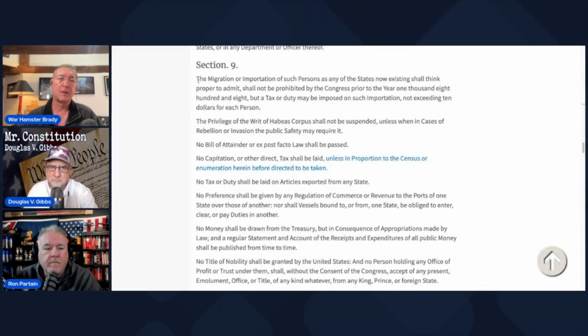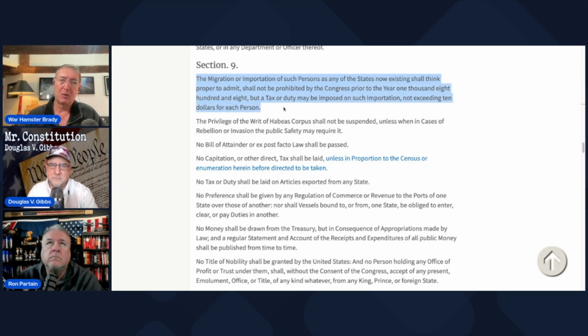And here we have it. The migration or importation of such persons as any of the states now existing shall think proper to admit shall not be prohibited by Congress prior to the year 1808, but a tax or duty may be imposed on such importation not exceeding $10 per person. Basically, that's the exact same language. We're way past 1808. But what they were basically saying was no Atlantic slave trade. And this is the original Constitution, written in 1787.